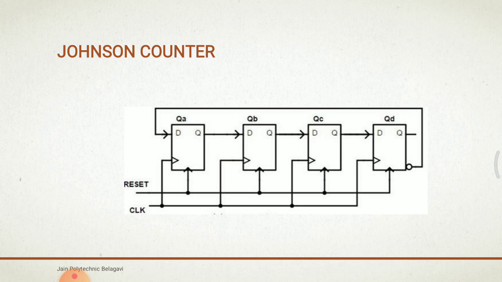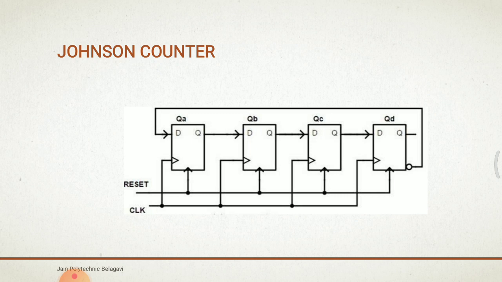The Johnson counter, or switch-tail ring counter, is designed in such a way that it overcomes the limitations of the ring counter. Mainly, it reduces the number of flip-flops required for designing the circuit. The circuit diagram of the Johnson ring counter is shown here. We are going to take the inverted output and feed it back.